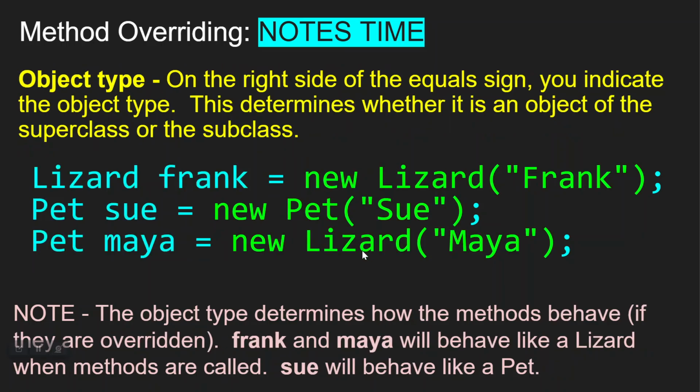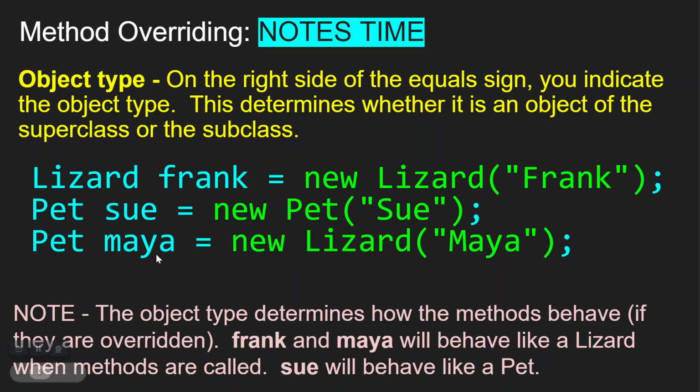Over here on the right-hand side, however, this is what's called the object type. When you indicate the object type, this determines whether it is an object of the superclass or the subclass. So Lizard Frank equals new Lizard. All right, so Frank is a variable of type Lizard, and it is also an object of the Lizard class. Down here, Pet Sue equals new Pet. All right, so Sue is a variable of type Pet, and Sue is also an object of the Pet class.